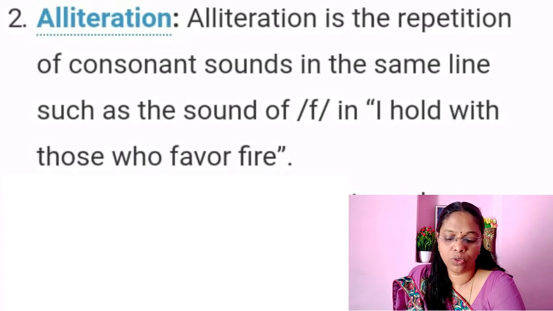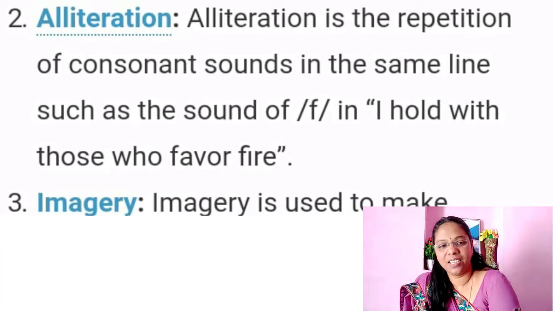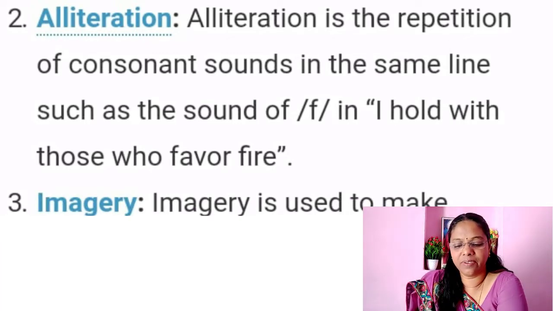I hold with those who favor fire. Favor, F. Fire, F. This is alliteration. Example of alliteration in the poem: fire. The next poetic device is imagery. Imagery, I told you, don't take the exact meaning of imagination.